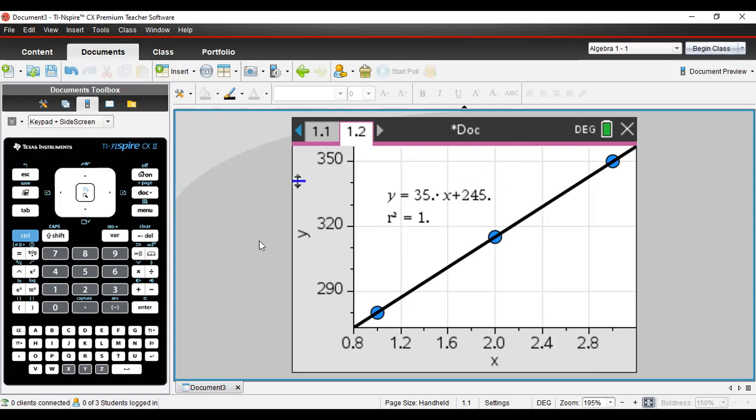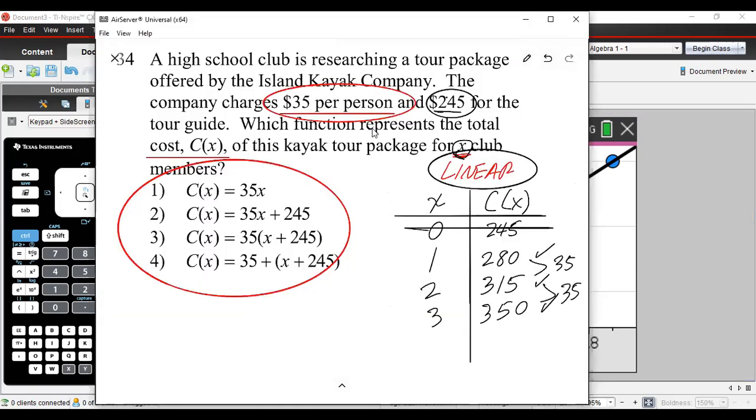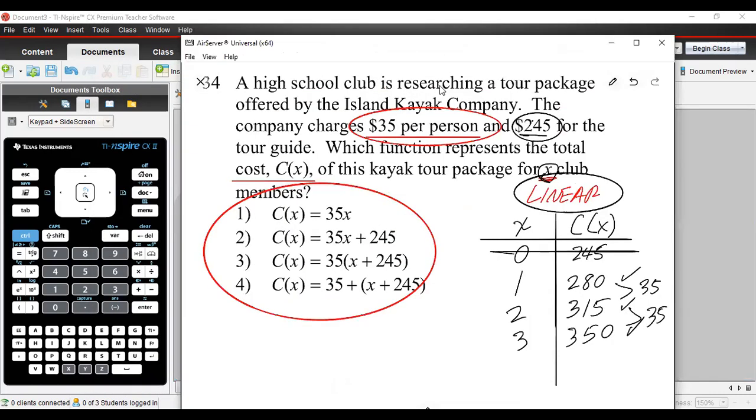That's the equation. Now, if I go back to the answer choices, which one matches that? It's the second one. So it would be answer choice 2. That would be your answer, and I'm hoping that makes sense to you. Here's the slope, here's the y-intercept. Okay, and that's it.